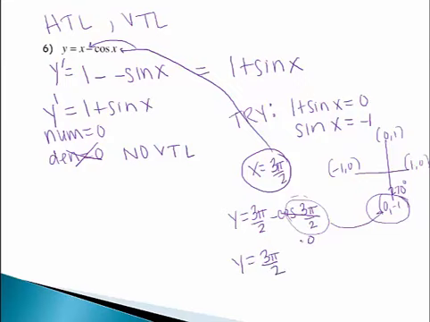So the original question from the previous slide said, determine the points, if any, at which we have horizontal and or vertical tangent lines. We established that there were no vertical tangent lines, but there is a horizontal tangent line at the point x value, y value. I'll give you a minute to take all that in.